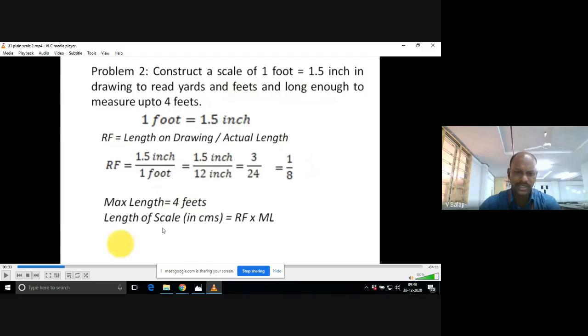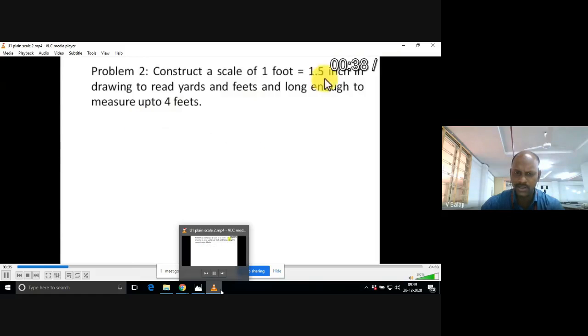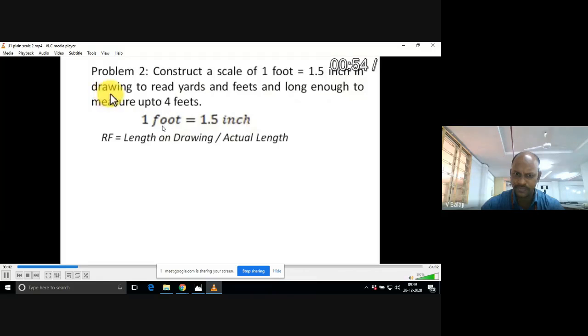Then the length of the scale: we are constructing a new scale with an RF factor of 1:8. I am unable to take 4 feet directly on my drawing sheet. That's why I am taking a scale factor of 1:8. So again, I am getting a new length. You need to take it once again. I'm showing you how to note down the data.